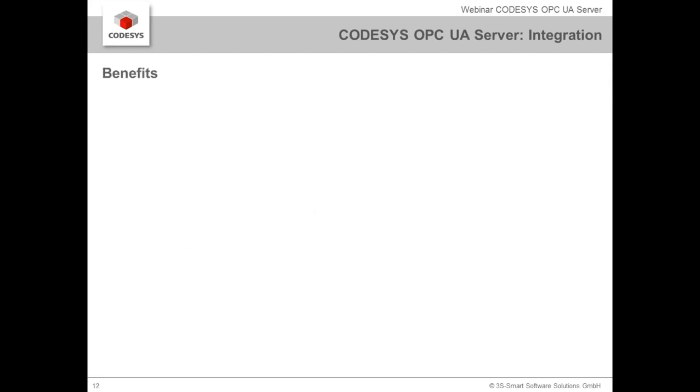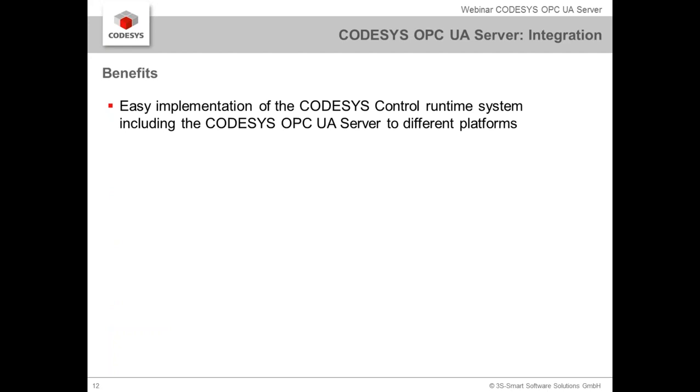Some benefits of the integrated OPC UA server. One big benefit is that there is a very easy implementation. The only thing you need is the option for the CODESYS Control runtime system, and then the OPC UA server is automatically included with your runtime adaptation, no matter which platform you adapt.